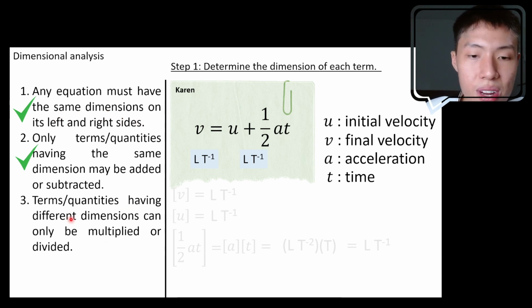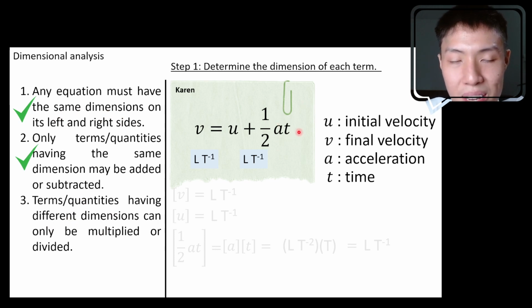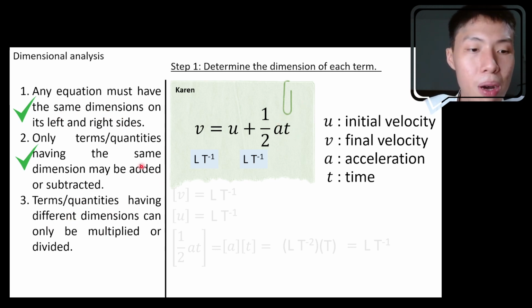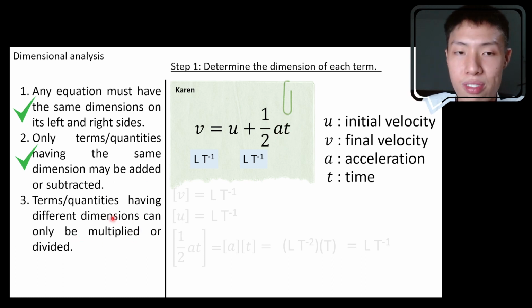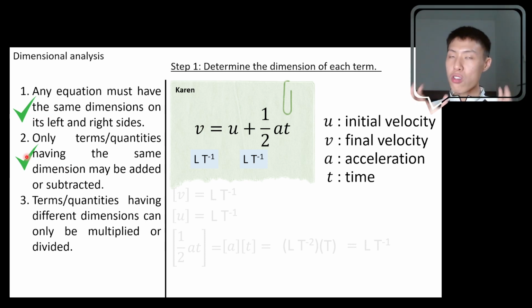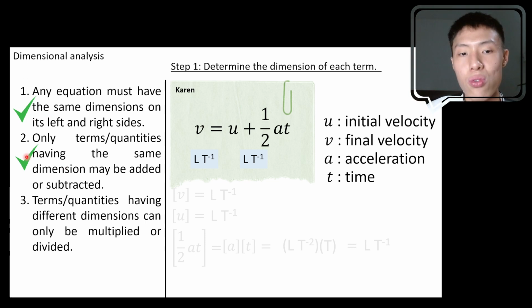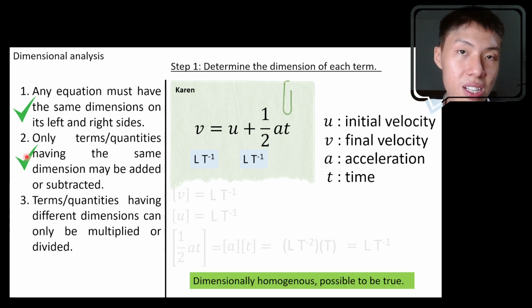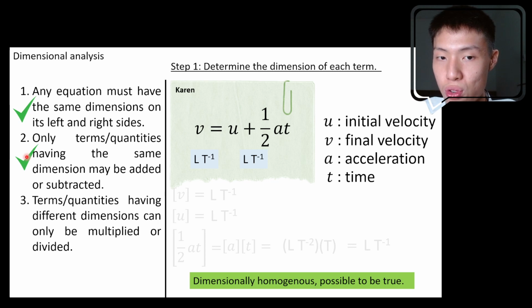Well, number 3 is not really relevant because we are not really multiplying anything. Well, yeah, there's multiplication actually. A and T are multiplied together and they have different dimension, but we use multiplication. So there's no problem with that. Our focus is 1 and 2 for now. But the main idea is 1, 2, 3. All 3 criteria are followed right now. So this is called a dimensionally homogeneous equation. Okay, and in this case, we can say Karen's equation is possible to be true. I didn't write true, I wrote possible to be true because there's something I need to discuss after this.